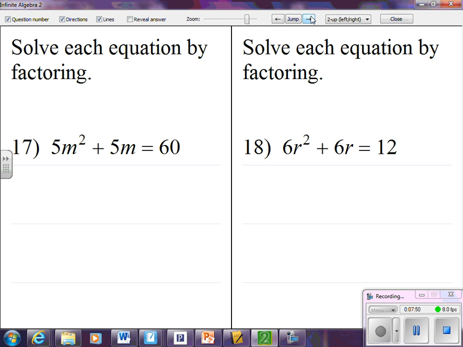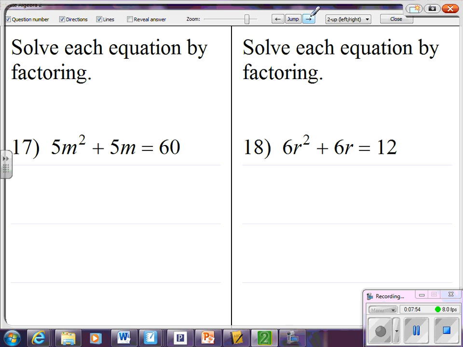So 17, we're good? 18? Do 18. All right, I'm going to subtract 12. So I get 6r squared plus 6r minus 12 equals 0. What do you notice about each of those?